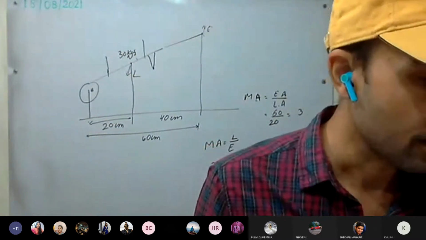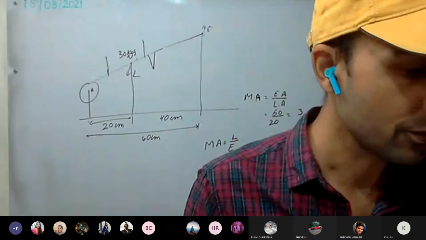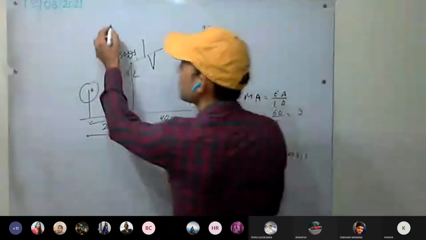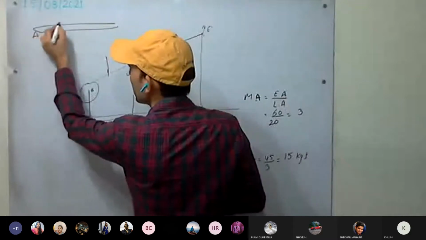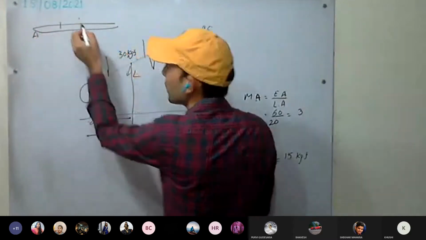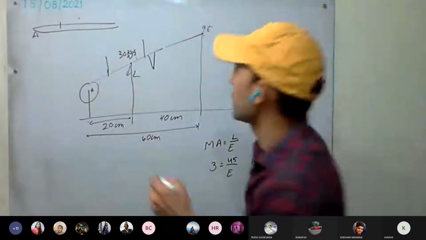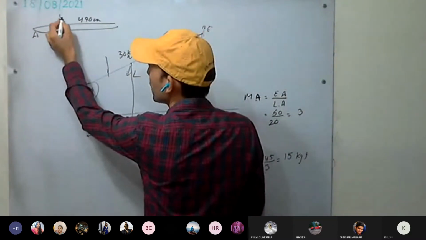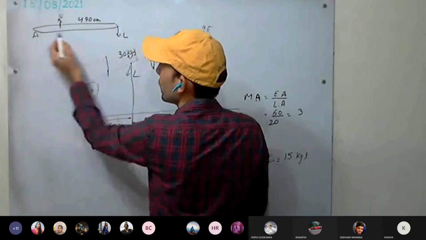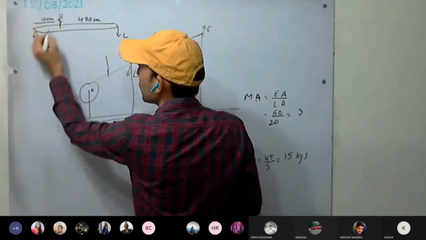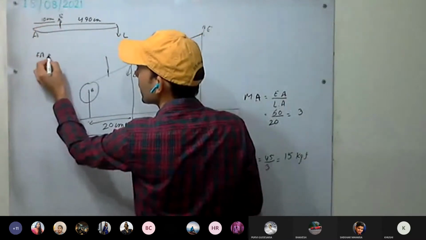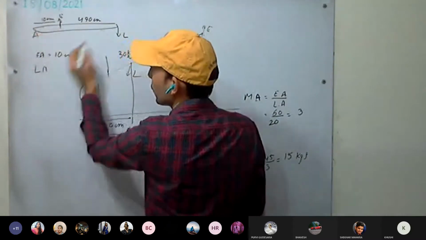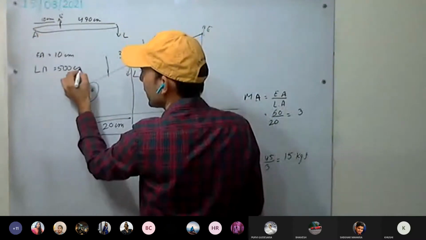How much will be the load arm? Here is the fulcrum. It is 490 centimeters, so 500 centimeters it will be. Here we have the effort and here we have the load. This is 10 centimeter, so the effort arm is 10 centimeter. Load arm, from here we have to calculate 10 plus 490, 500 centimeter.